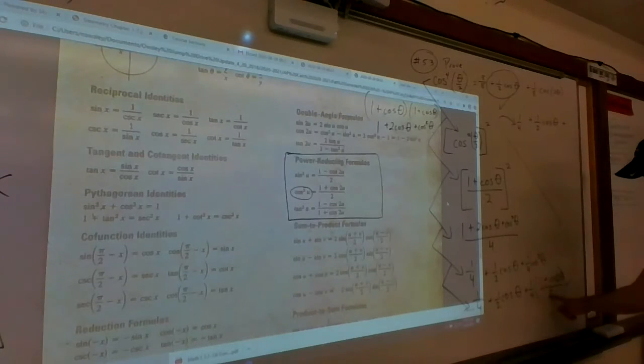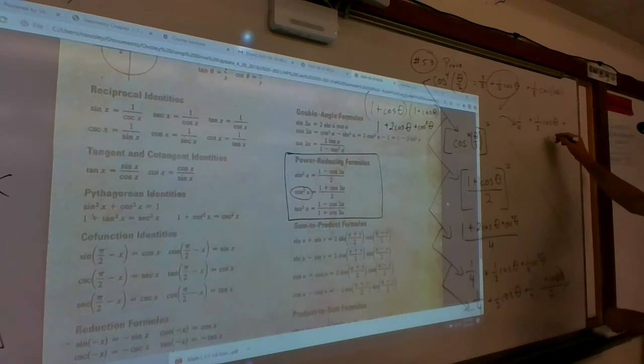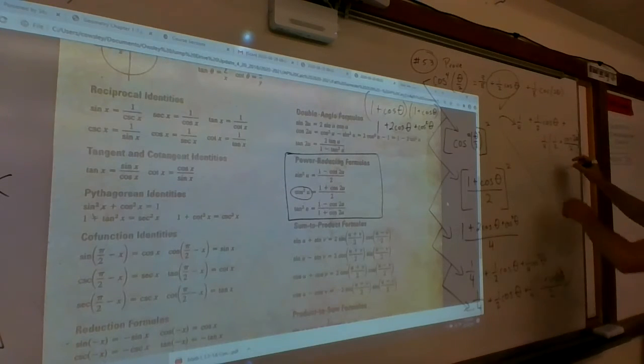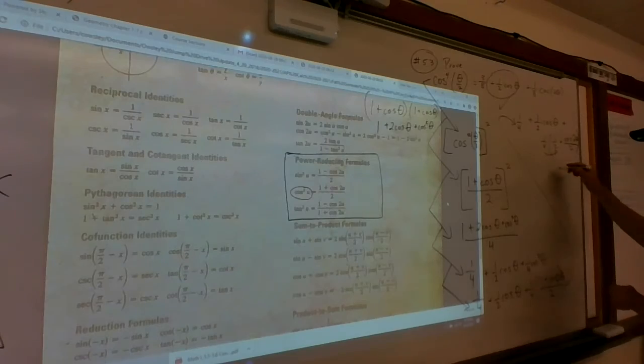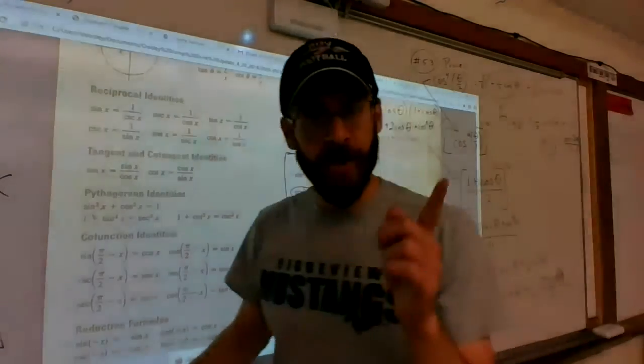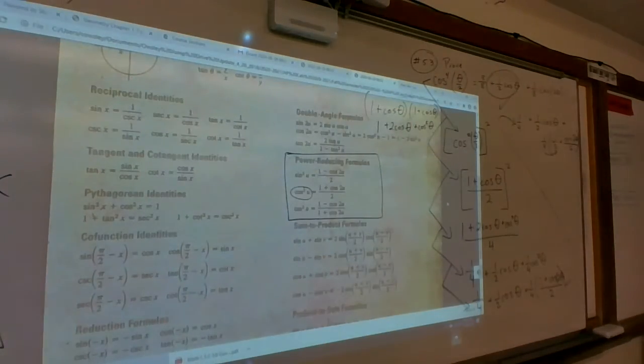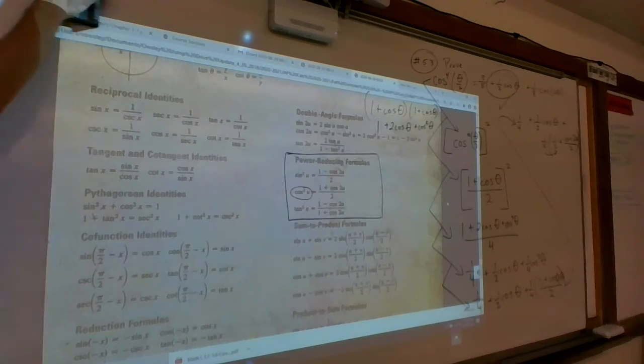One half plus cosine of 2 theta over 2 is being multiplied by a 4th. So I split up this fraction into 2 fractions. And then you can multiply the 1/4 through. So that would be 1/8. You know what? I'm running out of room, and I'm running out of time. So I'm going to rewrite it over here. And we're going to finish this.